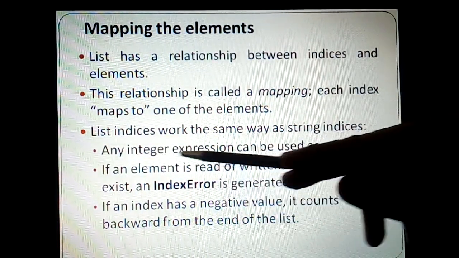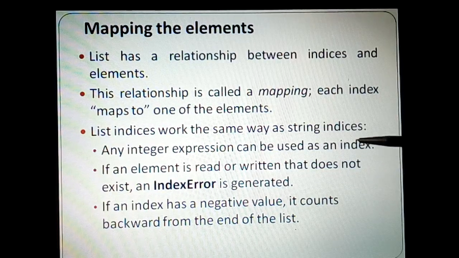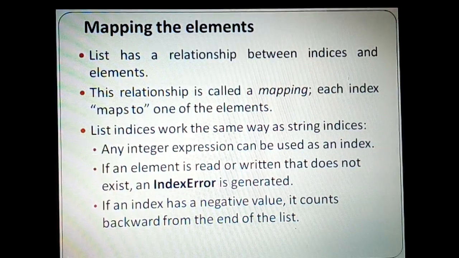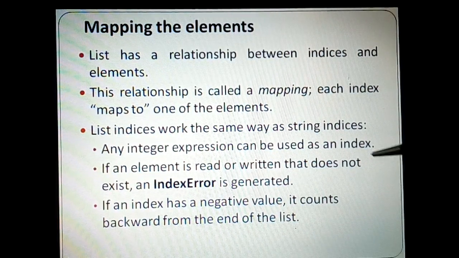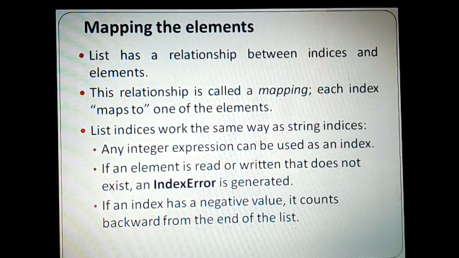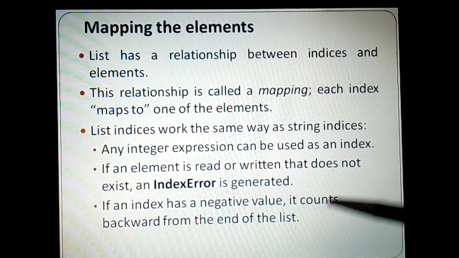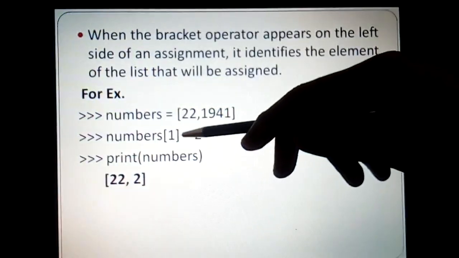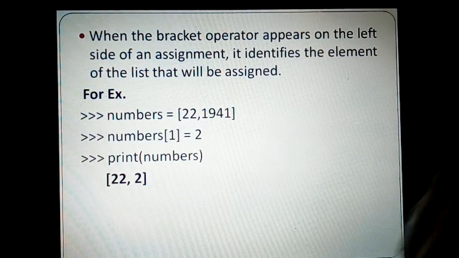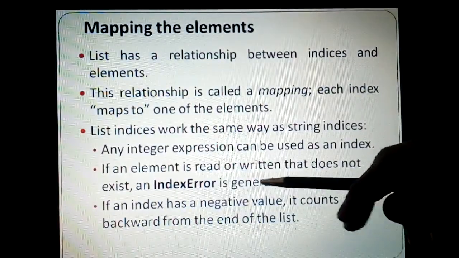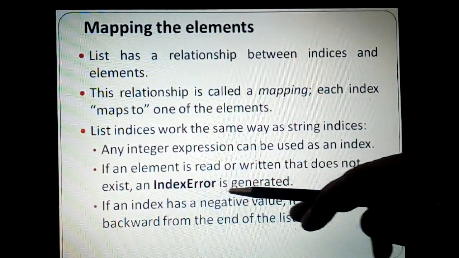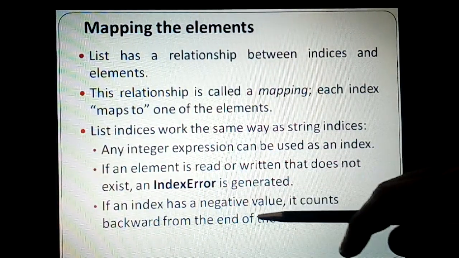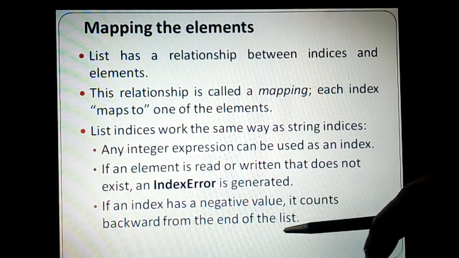Now, an integer expression can be used as an index. For example, we saw list of 0, list of 1. That is nothing but indexing. And if an index is given that does not exist, let us say in the previous case numbers bracket 2, then 2 does not exist. In that case, if I try to print it, an index error is generated. And if the index has a negative value, it counts backward from the end of the list.